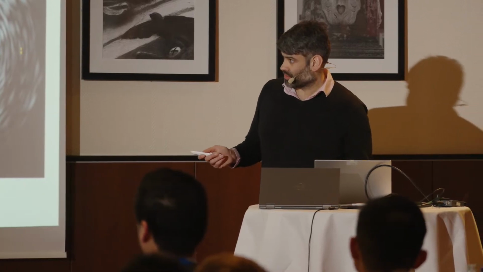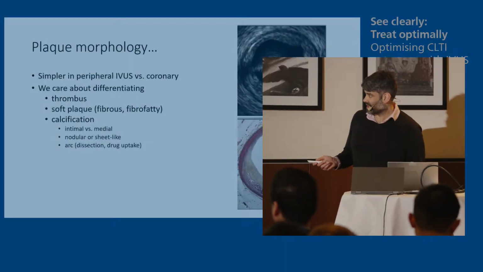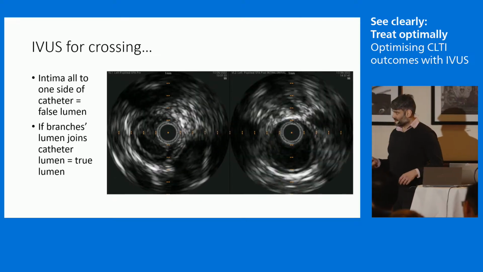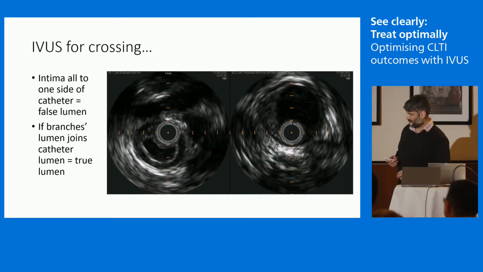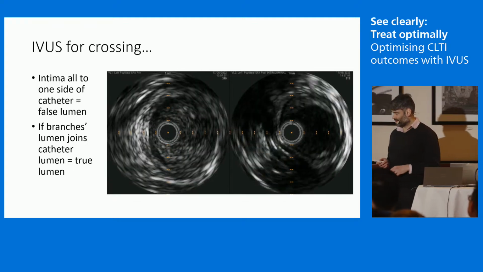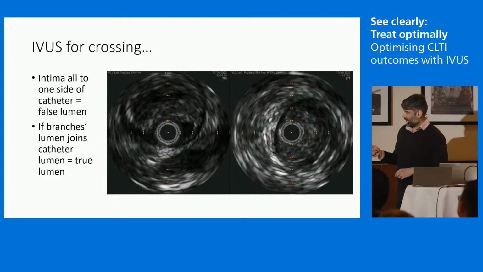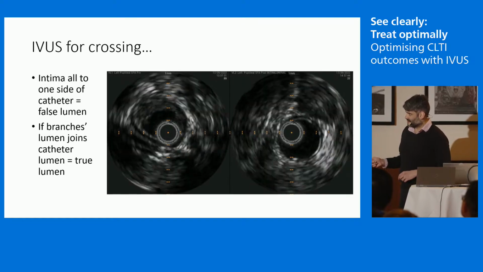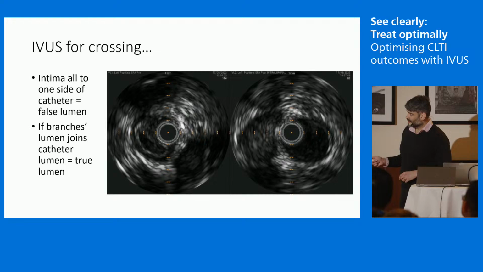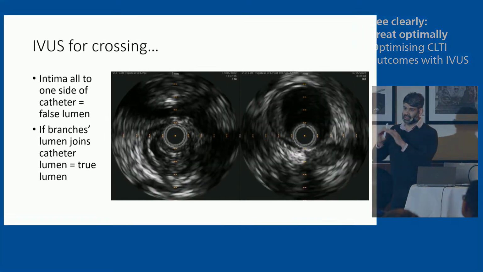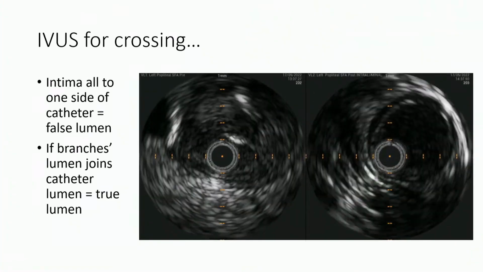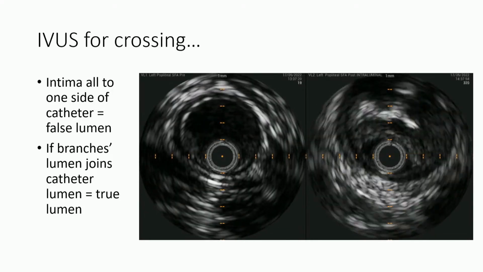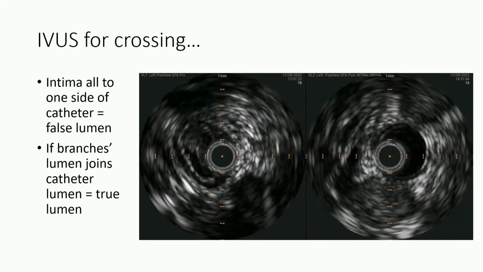IVUS can also be used for crossing, and I'll just run these two videos just to kind of demonstrate that. So this is a patient with a relatively short lesion, but with a big sort of nodule of calcium and then soft plaque at one end. And my first attempt at crossing is shown on this side. So I'm pulling the IVUS catheter back through, and if you see intima, this bright white layer, all to one side of the catheter, which is in the middle at any point, then you know that you've gone subintimal at that level. So I'll wait for it to pull through just there.